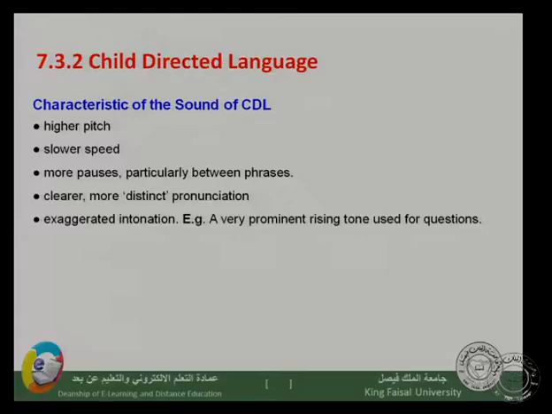Next characteristic of this sound is that the pronunciation of the vocabulary will be clear, will be more distinct.